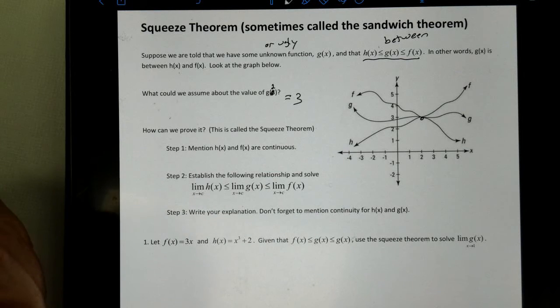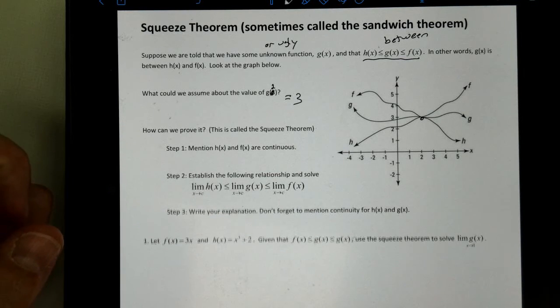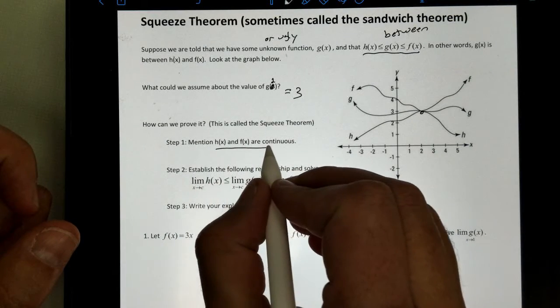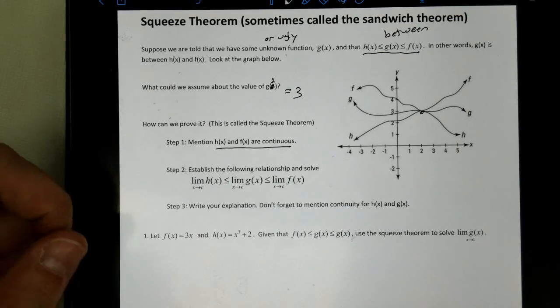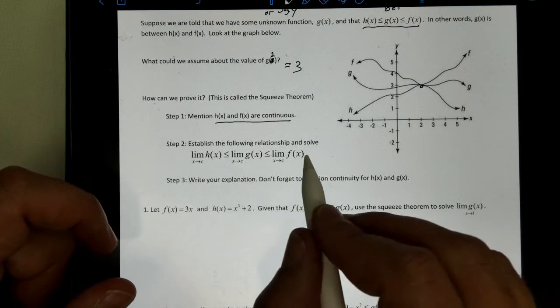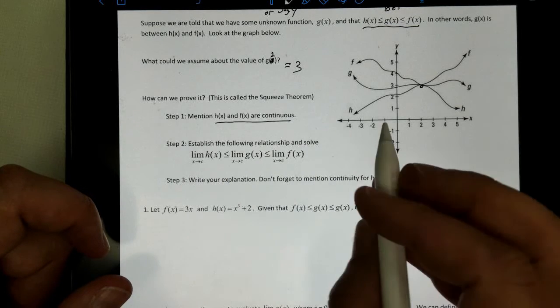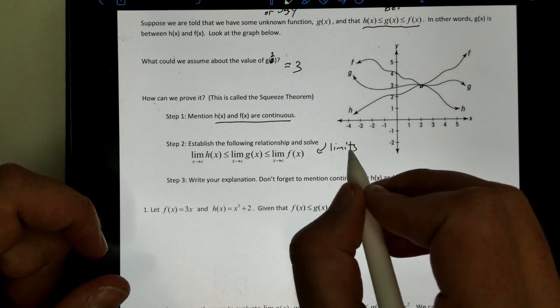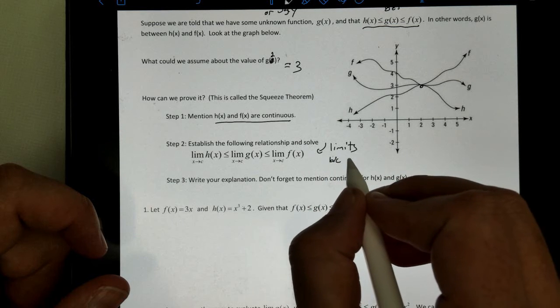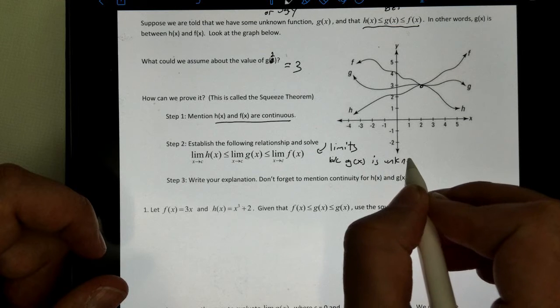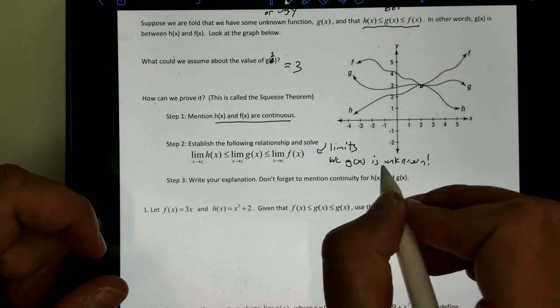Now, the first thing you have to do, kind of like IVT, is you have to mention that h of x and f of x are continuous. You need to establish the following relationship and solve. Now, notice, we're using limits. And the reason we have to use limits is because g of x, the middle function, is unknown. We don't know anything about it.